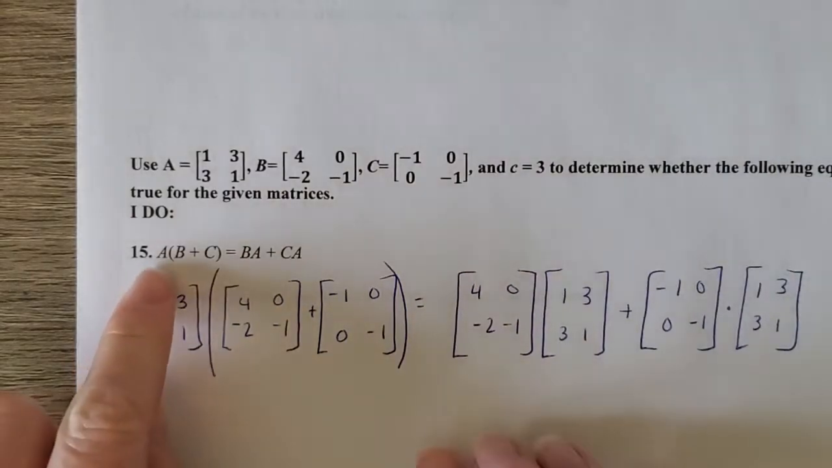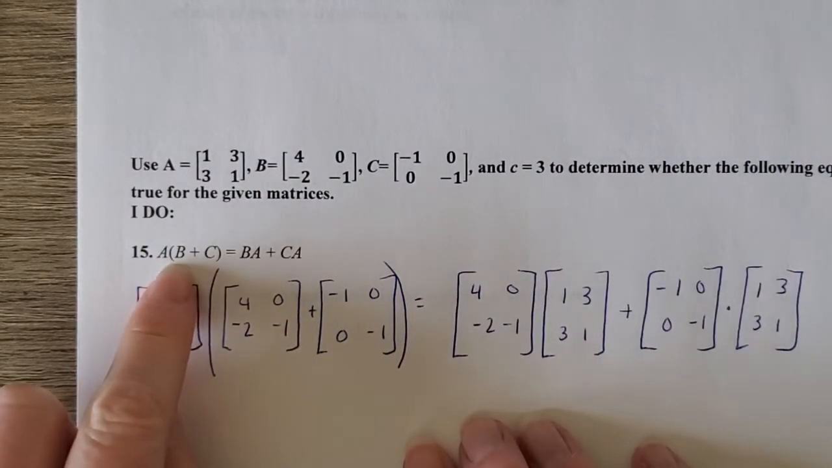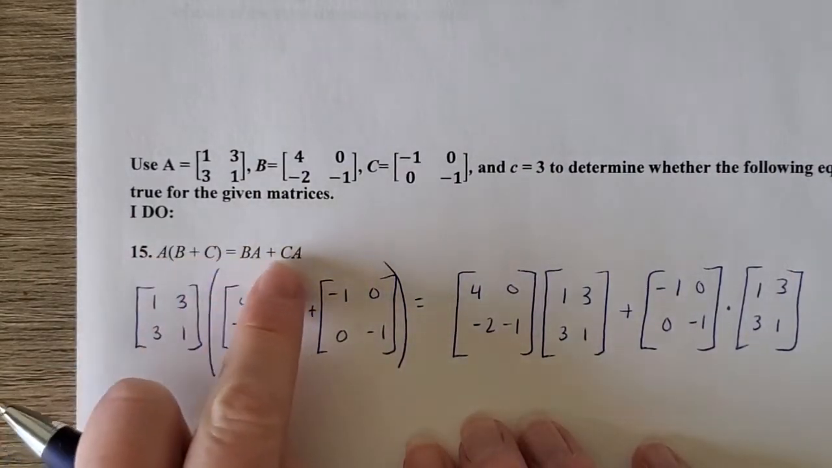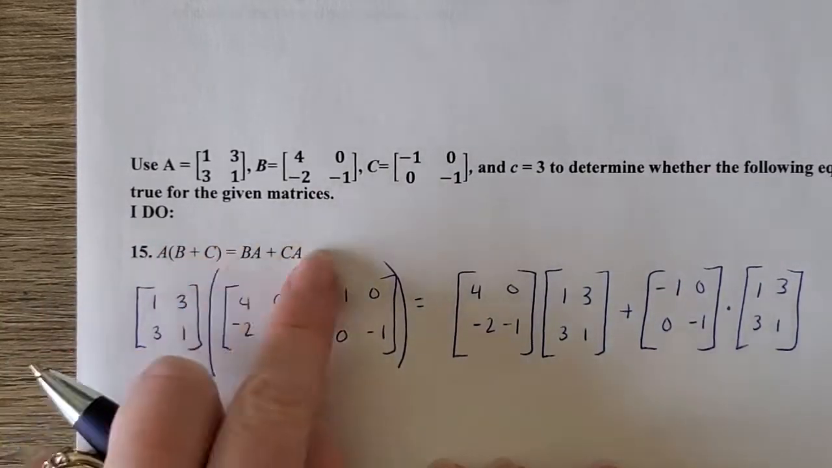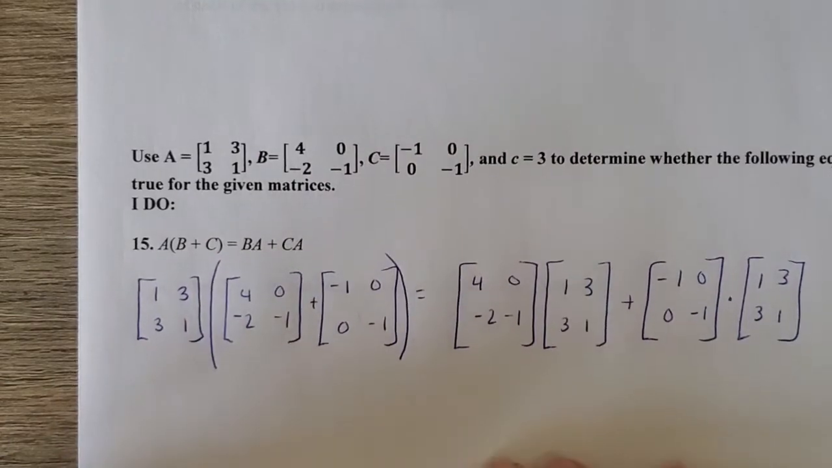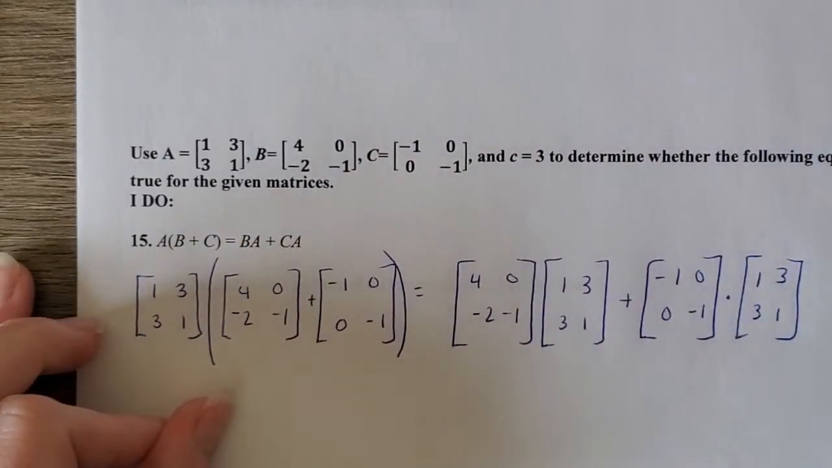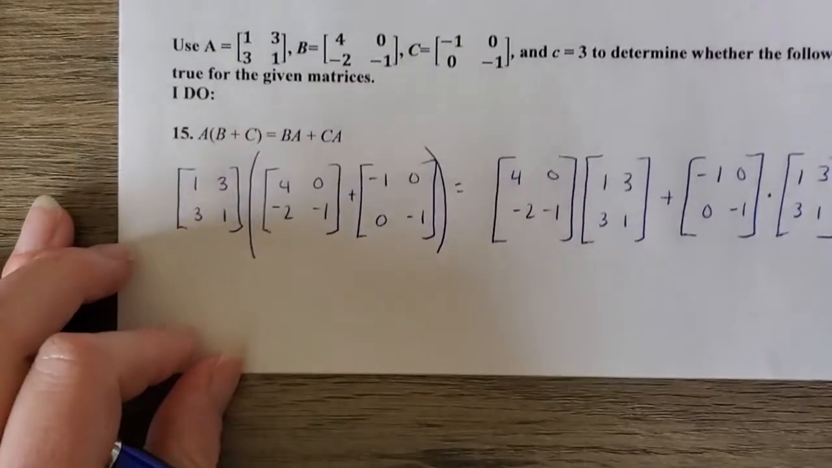So if you look at this, they're kind of looking at the distributive property. A times B, A times C, BA, CA. So in normal operations, we would say, yes, this is equivalent. But they're having us check if it works with matrices. Do these properties work with matrices? So let's do the math out and see.